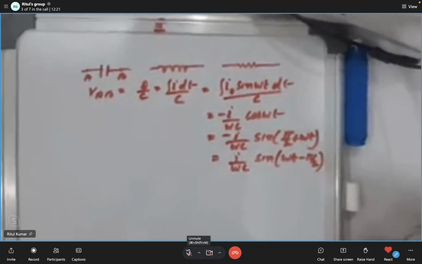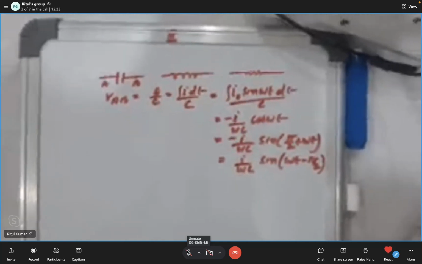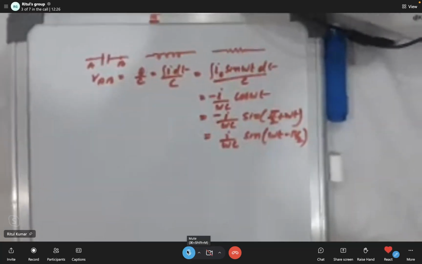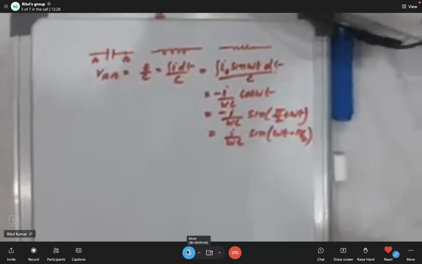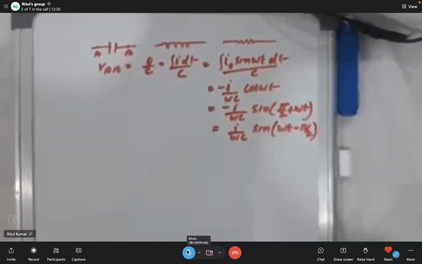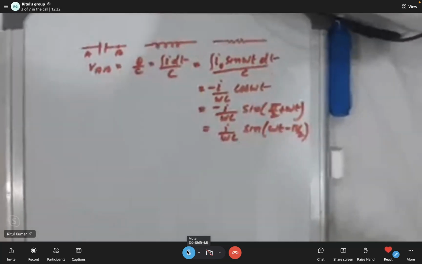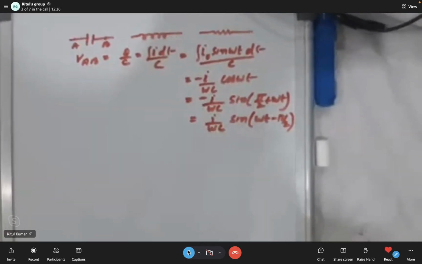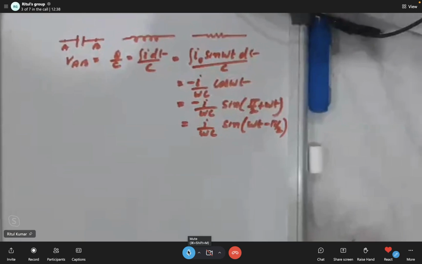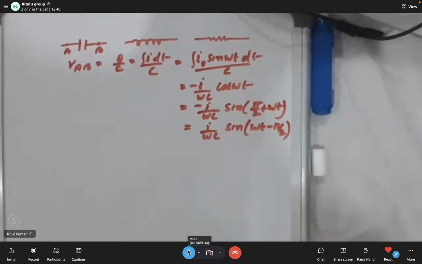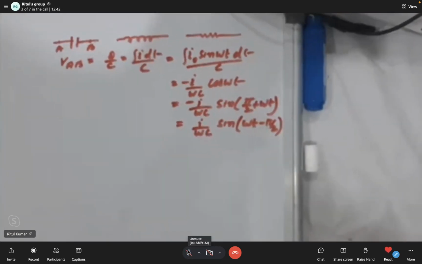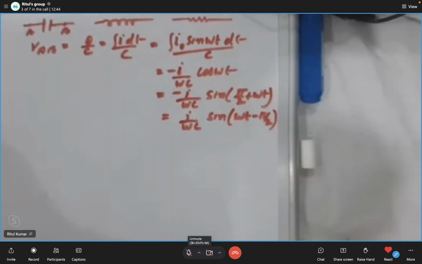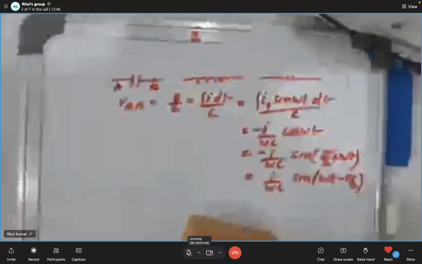Purely inductive circuit, what was the inference drawn? Please come with it. So the opposite, the current lags voltage by pi by 2. Okay. By what quantum? Pi by 2. And in a purely resistive circuit, both of them are in phase. Correct. So what next? I'll be clubbing them now.